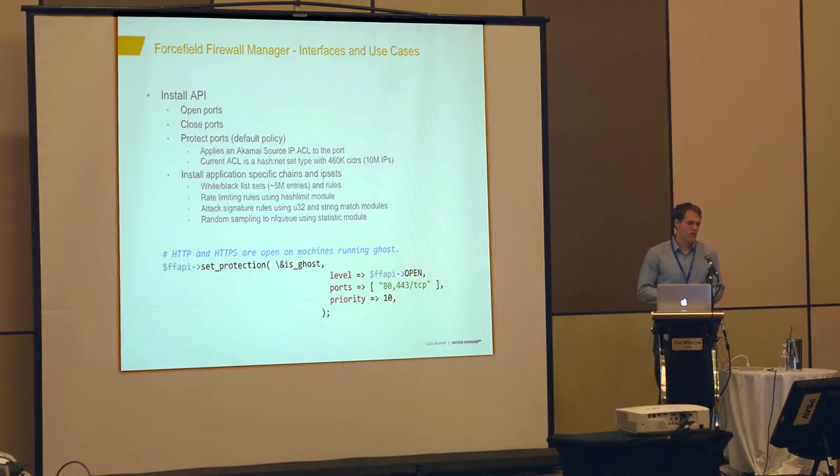For our install API, like I mentioned, we can open and close ports. We also have a policy called protect this port. What this means is basically a source IP ACL will be applied to that port. We're currently using the hashnet IP set type, and we have roughly 460,000 entries in there that cover all of our Akamai machine IPs.